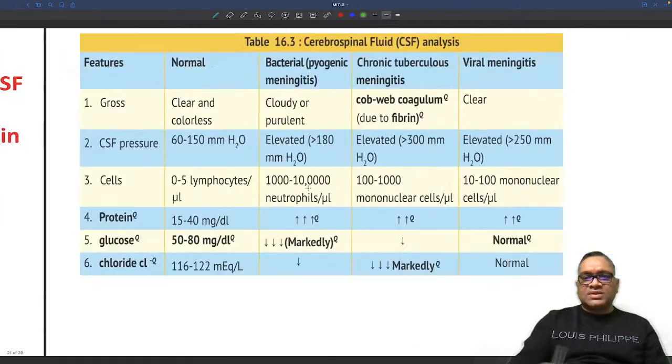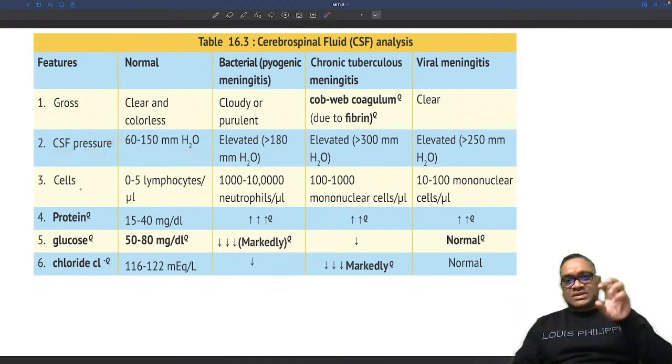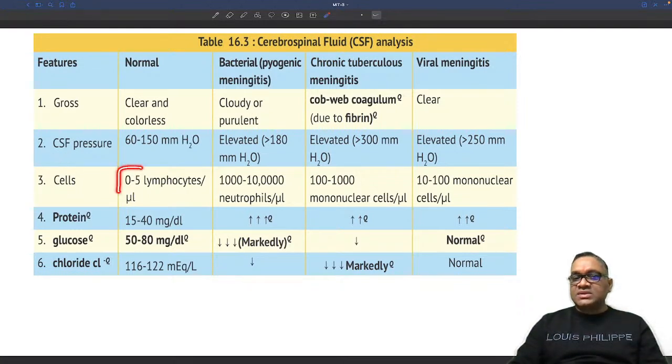Here I would like to explain something about the CSF analysis. It's a very important table, and you will get one question from here, so be careful. First I will tell you the normal features. Normally, the gross appearance is clear and colorless. CSF pressure will be 60 to 150 millimeters of water. Many students think that there are no cells in the CSF, but it is not like that. CSF will have some cells, like 0 to 5 lymphocytes per microliter.